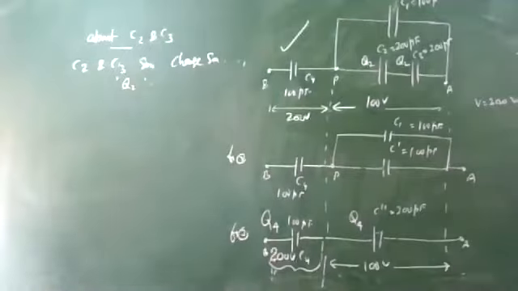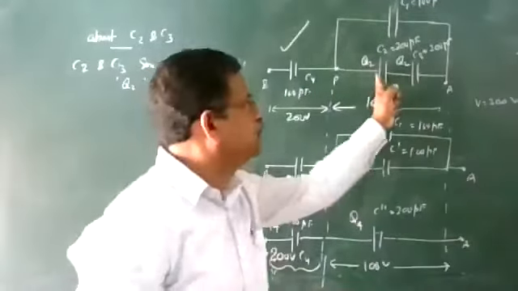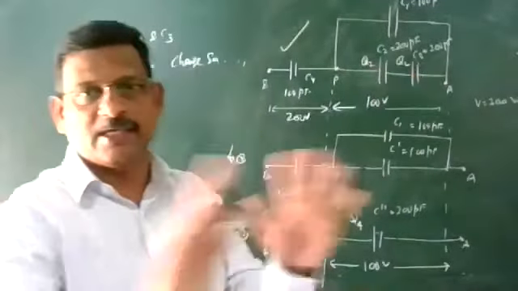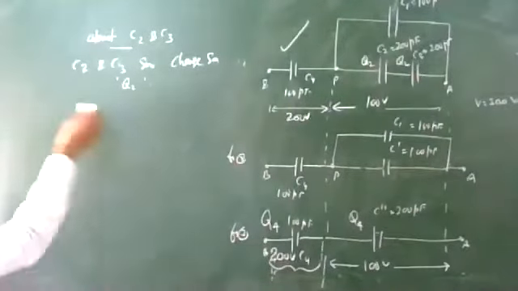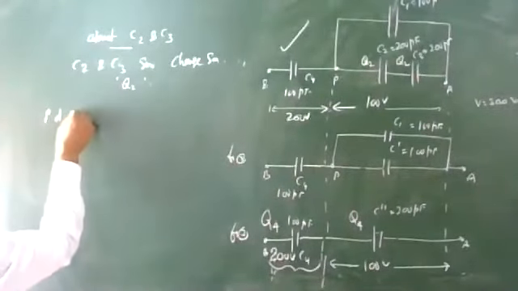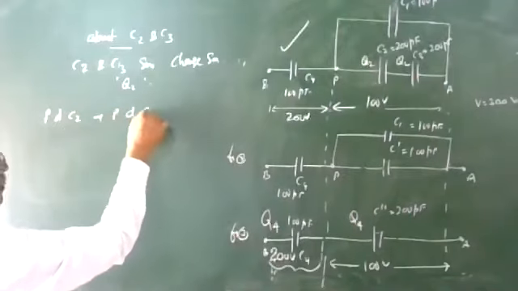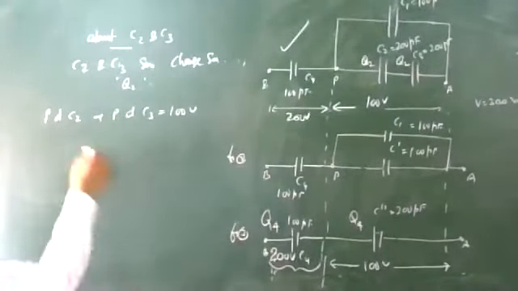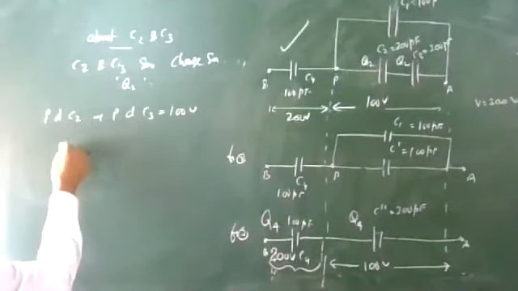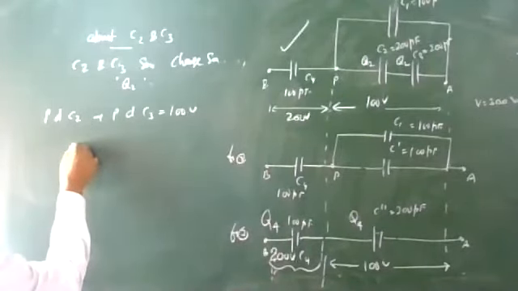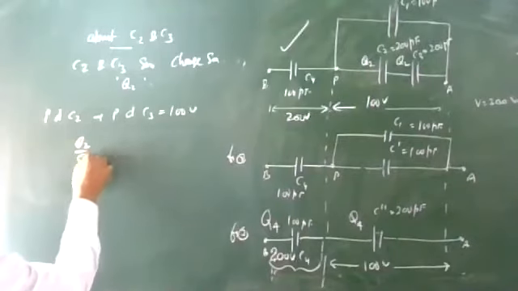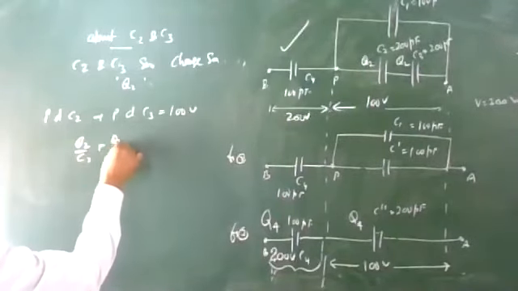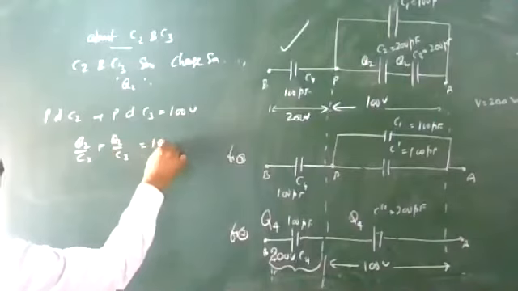So we can write potential across C2 and potential across C3. That is, when you add them, you get 100 volts. So PD across C2 plus PD across C3 is equal to 100 volt. That is already calculated. PD is calculated by the equation. So V is Q2 divided by C2 plus Q2 divided by C3. That is equal to 100.